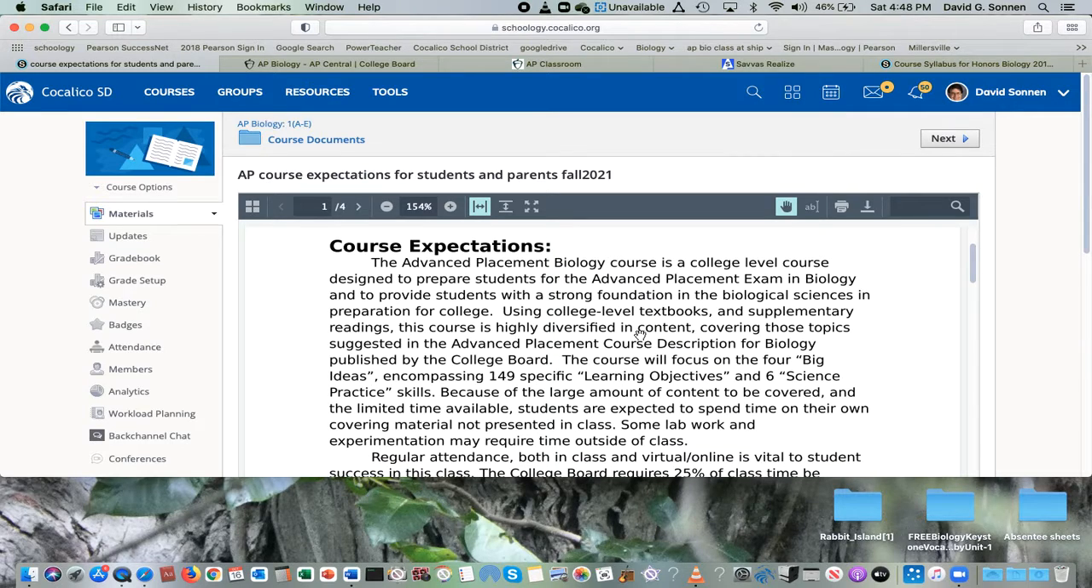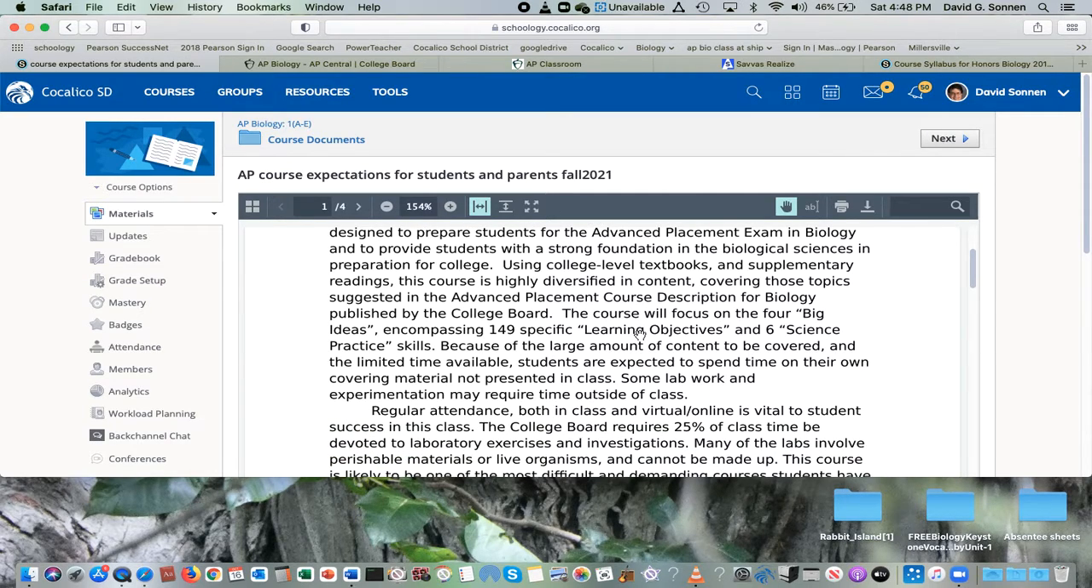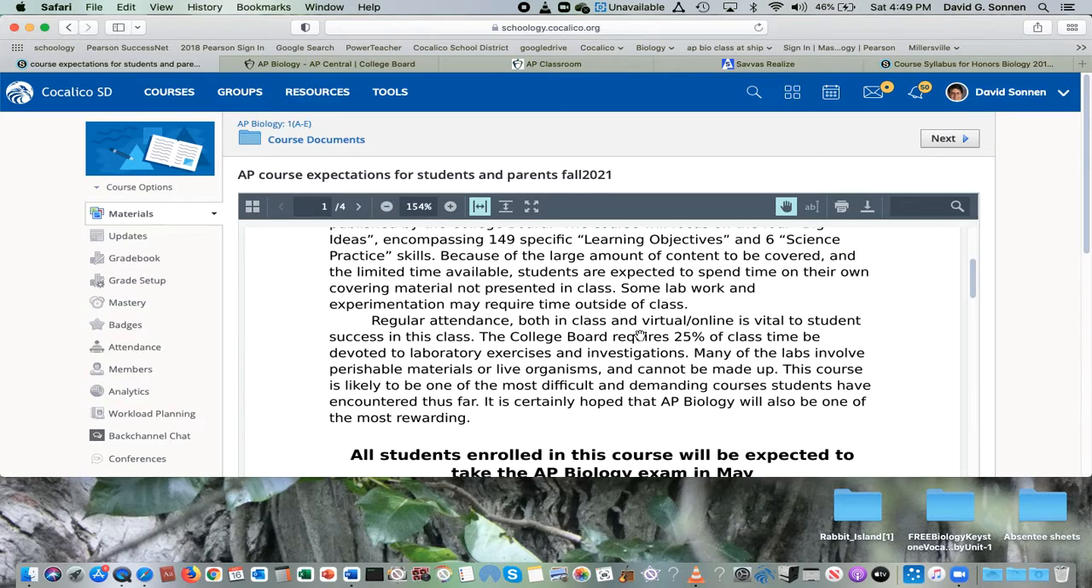There are also science practices and skills that the students are going to be working on and refining through laboratory investigations. And then obviously there's a fairly detailed list of content that is part of the AP curriculum. The College Board recommends that 25% of the class time is devoted to laboratory exercises, and there are a list of required labs that go with the curriculum.